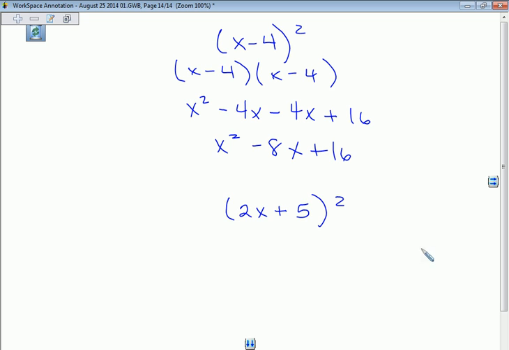Multiply this times this times that, and then that times that, and then that times that. Problem with this is everyone gets completely different answers, and you don't know who's right and who's wrong until the very end.